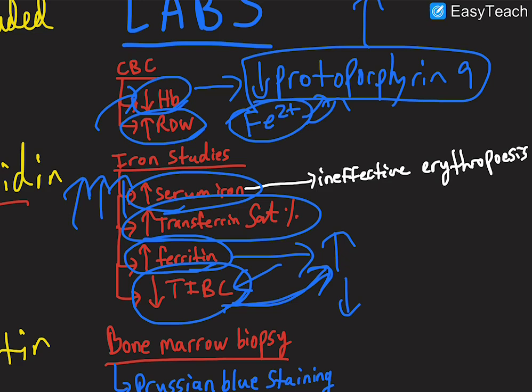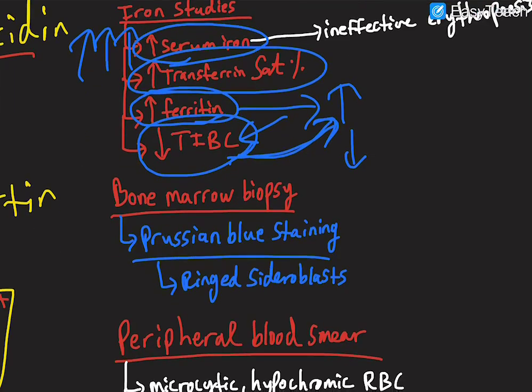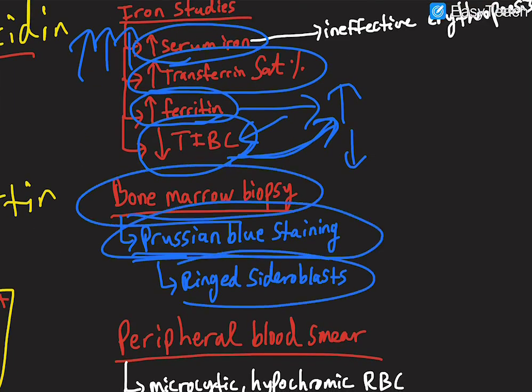And if you did a Prussian blue stain, you would see ring sideroblasts. If you did a bone marrow biopsy and a Prussian blue staining, you would see the ring sideroblasts, because remember what ring sideroblasts are: it's the iron that's accumulated inside mitochondria, and that mitochondria surrounds your nucleus. So that's a classic lab pattern that we're familiar with now.